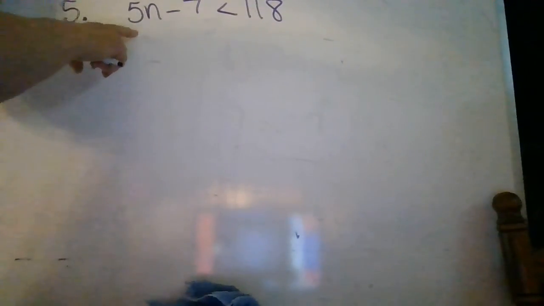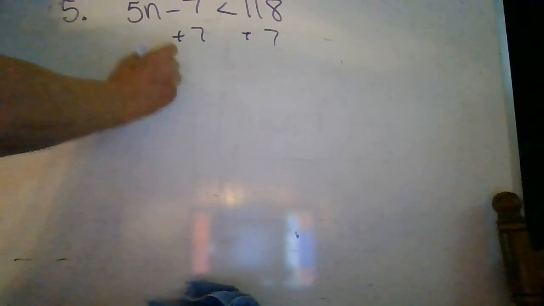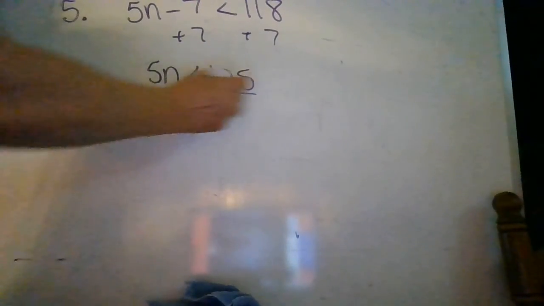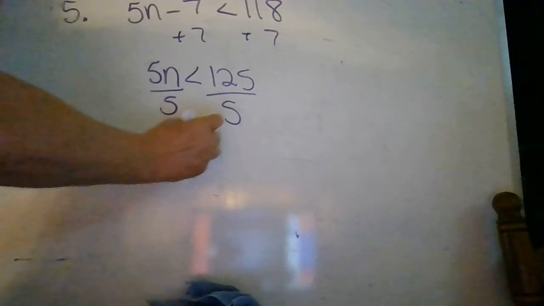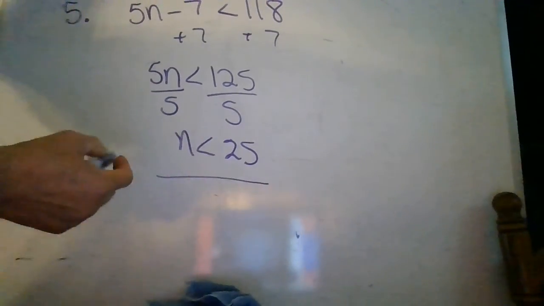Okay, and the last one I'm going to do for this little video to see how they're working is number 5. 5n subtract 7 is less than 118. That's where you had to translate, and this is the inequality that you got. So I'm going to add 7 to both sides. So 5n is less than 125. Divide by 5, divide by 5. So n is less than 25. And that would be your answer on that one.